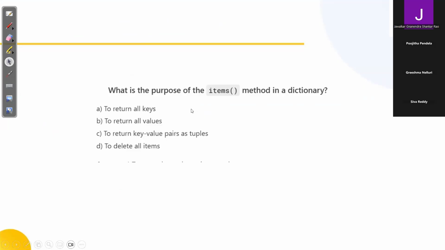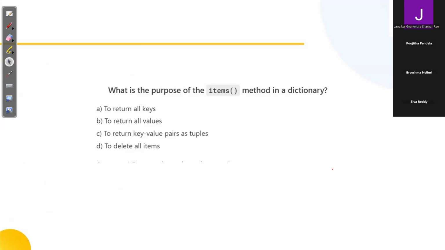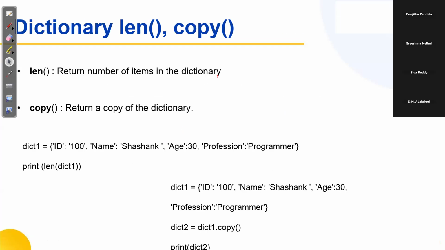Now, can anyone tell me the answer for this? What is the purpose of the items method in the dictionary? Answer me. What is the purpose of the items function in the dictionary? Yes, very good. The items function always returns key comma value pairs. Very good. We already discussed these 3 functions.